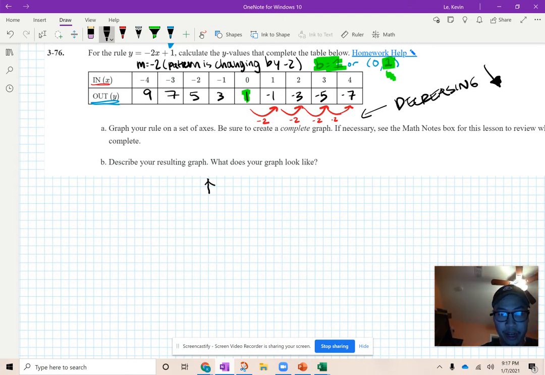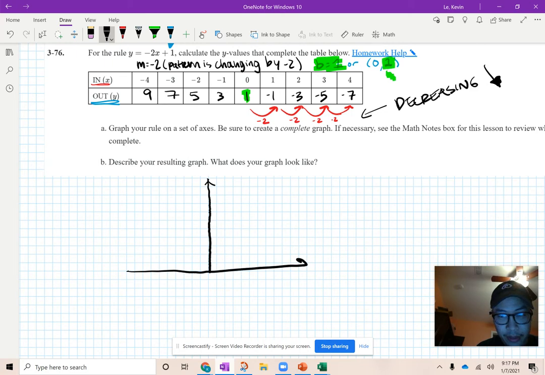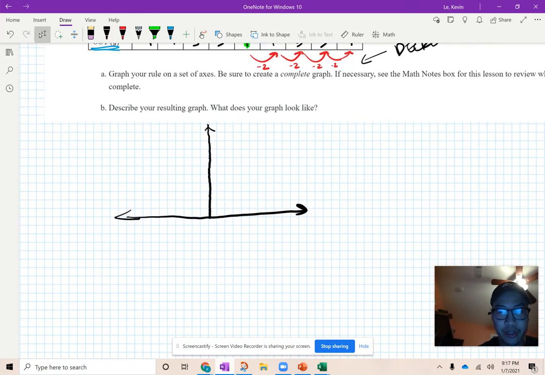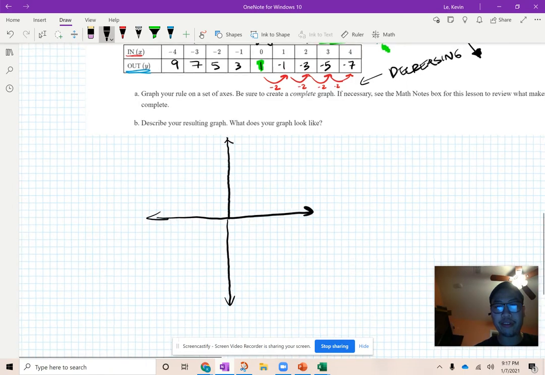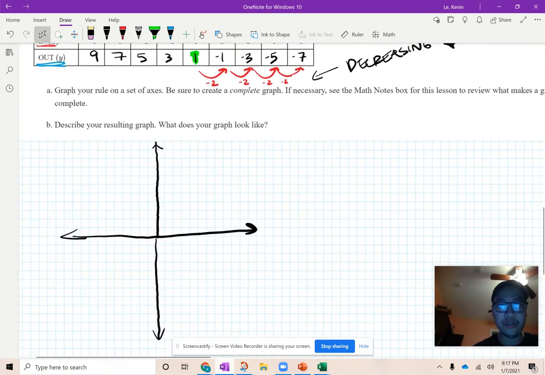So I'm going to create my graph. So here's 5, and then here's 10. And then I'm going to go about 8 this way. By the way, this is a very rough drawing. It's not going to be super straight because I'm trying to do this as fast for you so you can see it. Okay, and now I have my graph. And now I just need to graph it.